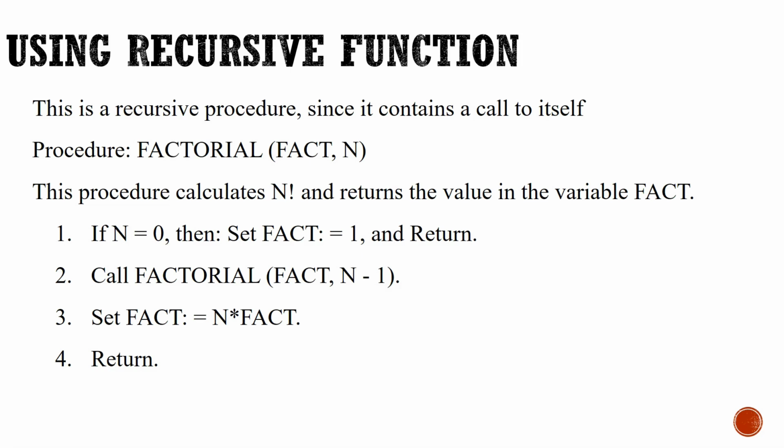Now we return to line number 3. Line number 3, for which call are we returning? The fact value is 1, n value is 1 minus 1, that will be equal to 0. So now we come to line number 3. In line number 3, n star fact. So what is the n value over there? That will be equal to 1. So 1 into 1, that will be stored.